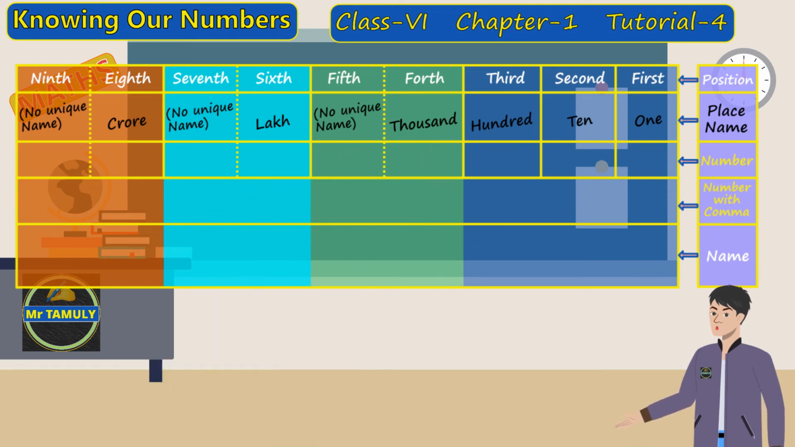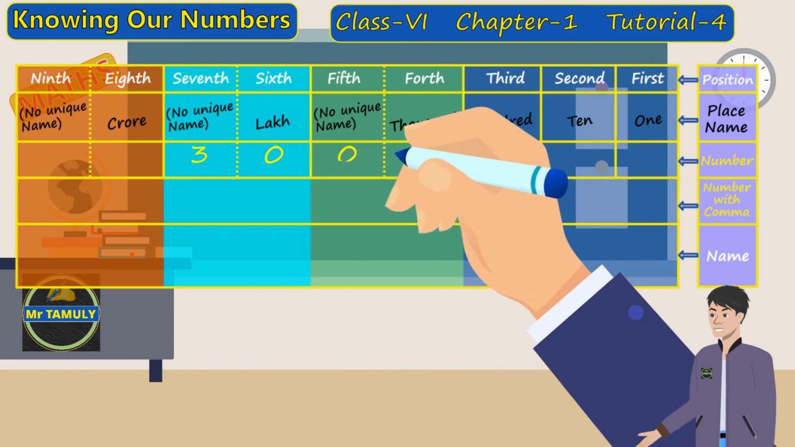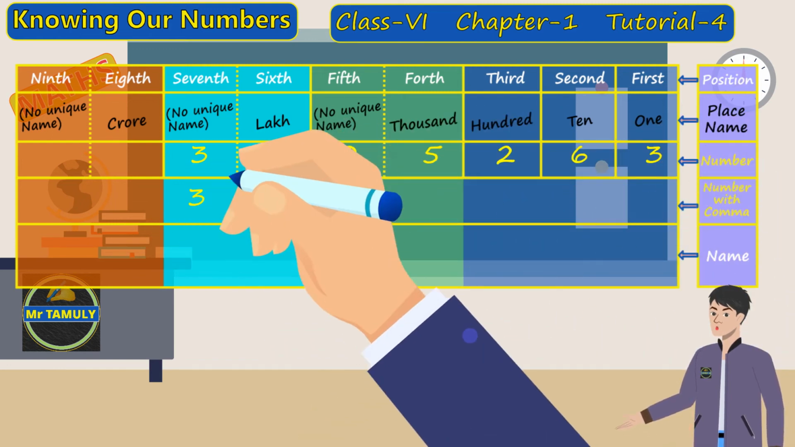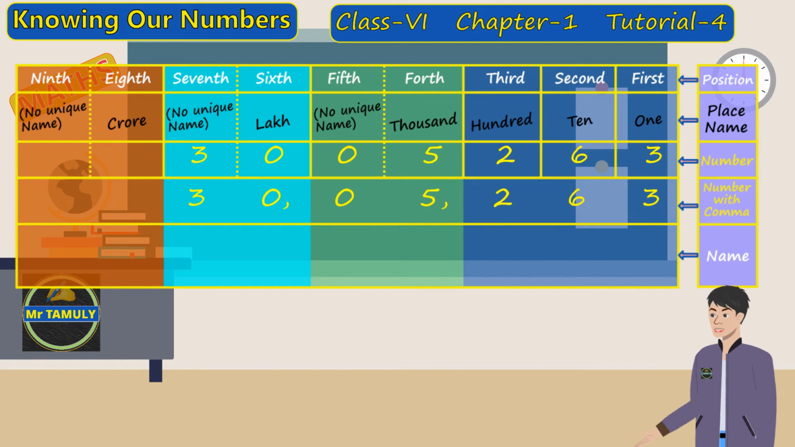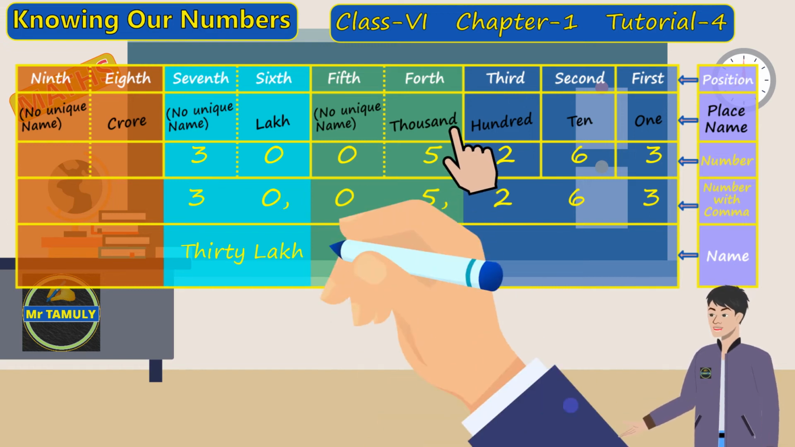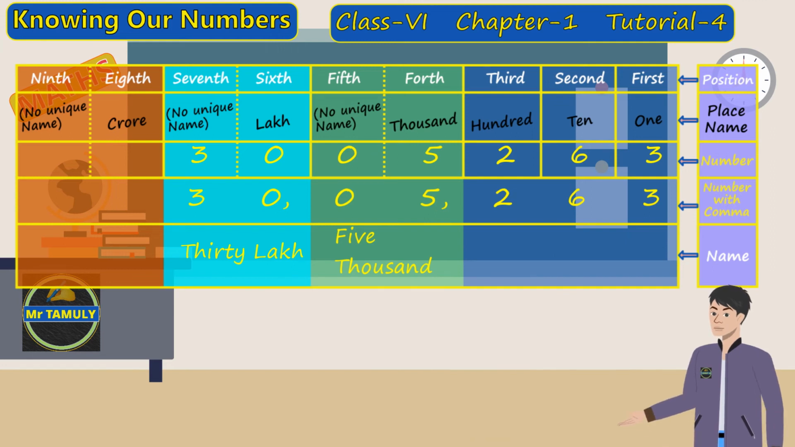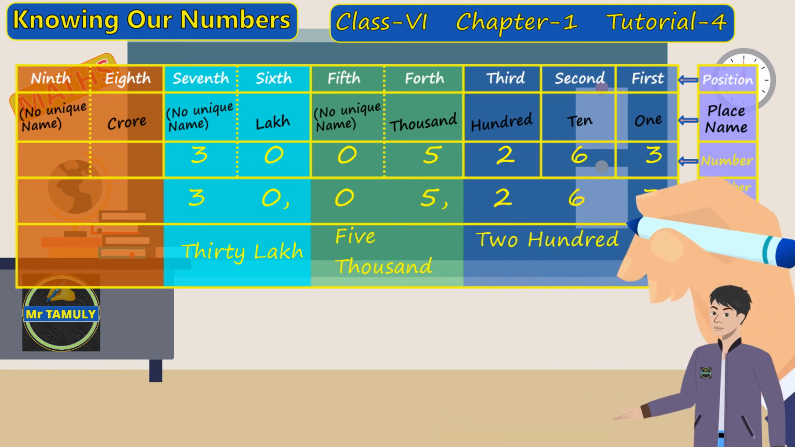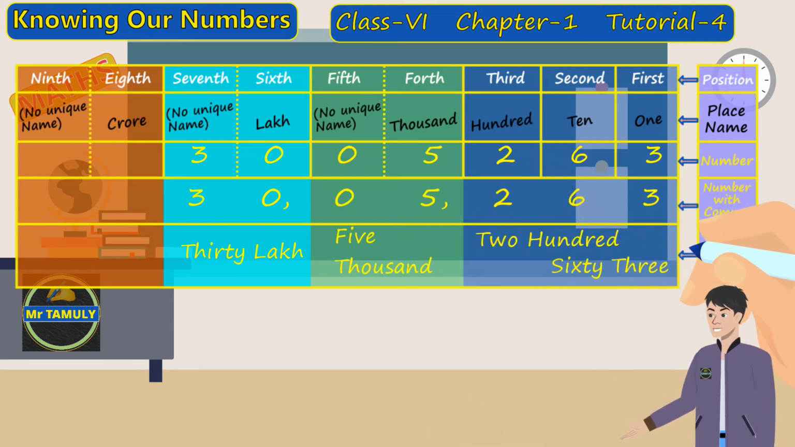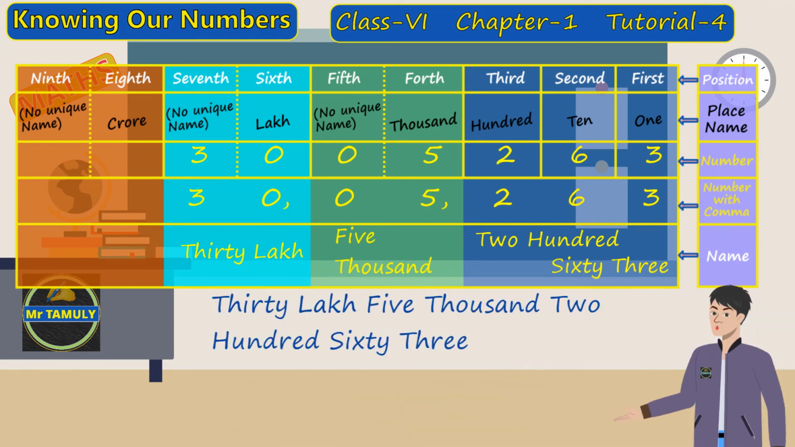Let's take another 7-digit number, 30,05,263. Using commas we shall write 30,05,263. As you can make out from the table, the number 30 is to be named LAKH. So we shall write 30 LAKH. The next two combined digits 05 or 5 is to be named 1000. So next we write 5000. The digit 2 is in the third position, which is associated with the name 100. Therefore we write 200. Next we have 6 and 3, 63. So the name of our number is 30,5263.